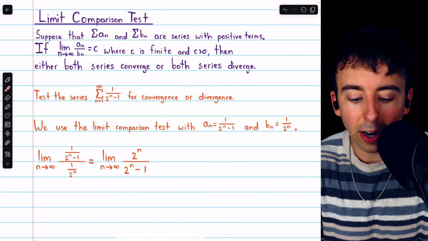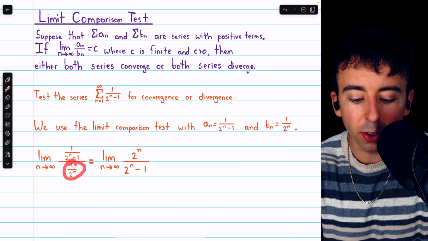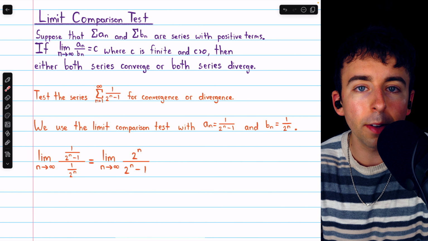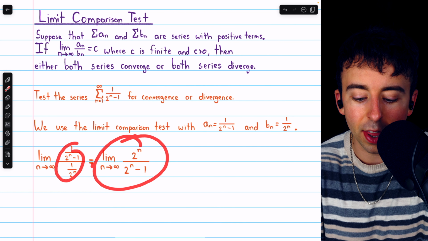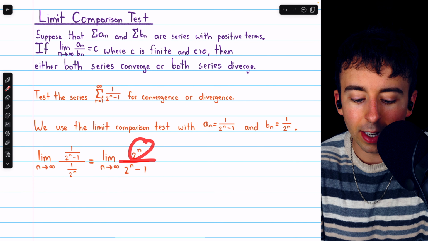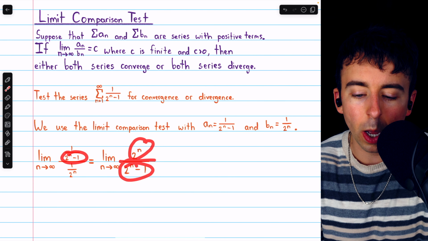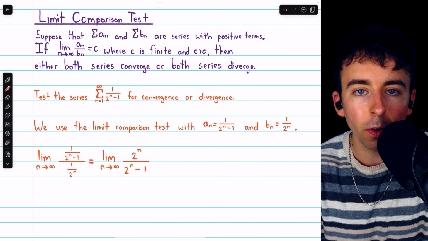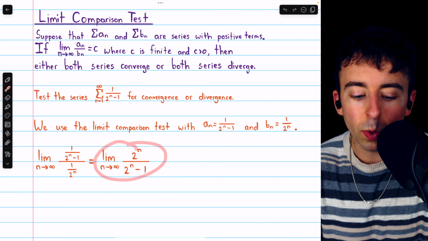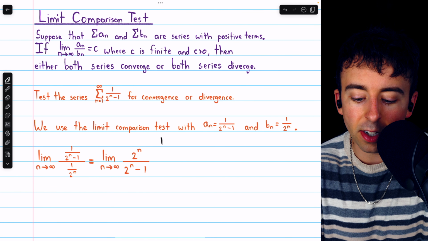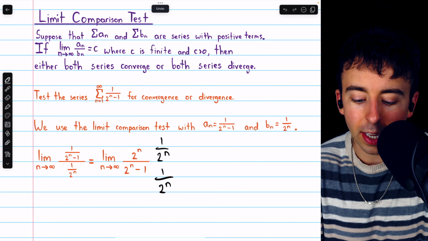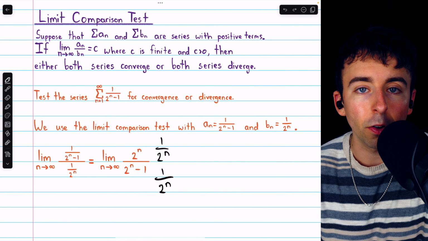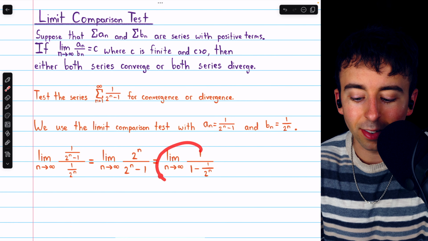First, we'll deal with the fractions a little bit. Dividing by 1 over 2 to the n is the same as multiplying by 2 to the n over 1. So this is equal to 2 to the n divided by that 2 to the n minus 1 that we had in the denominator. Now, to evaluate this limit, we can divide the numerator and denominator by the dominant term, which is 2 to the n. That then looks like this.